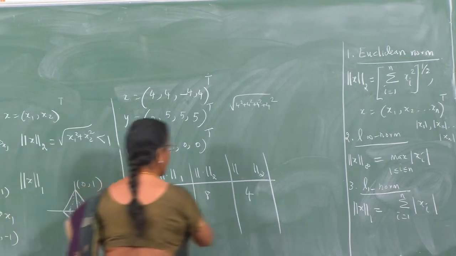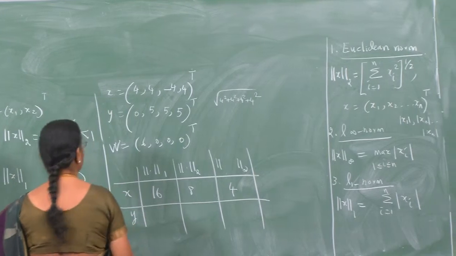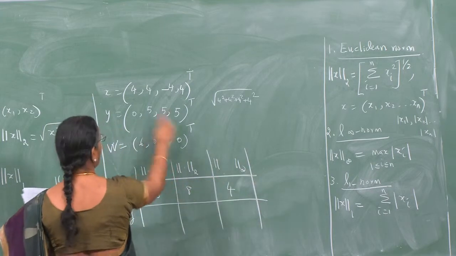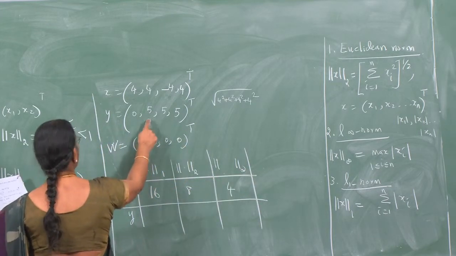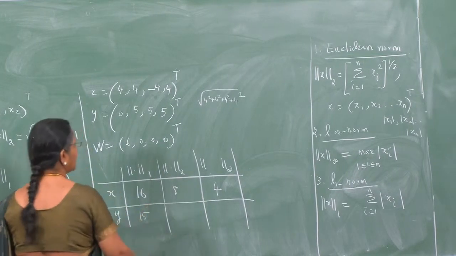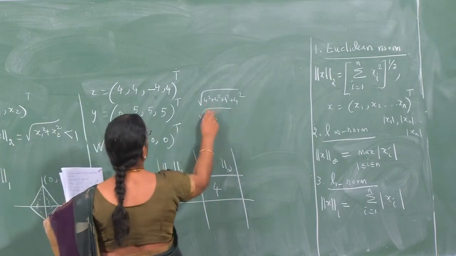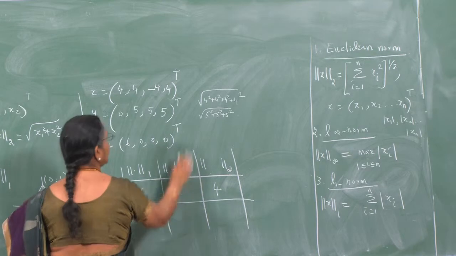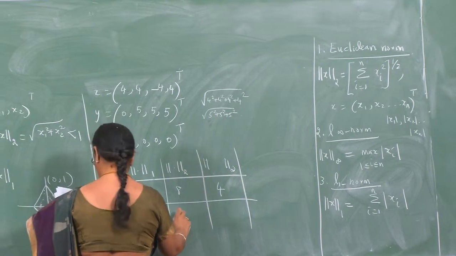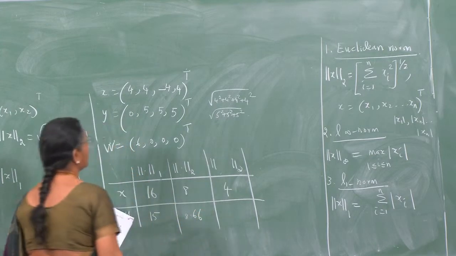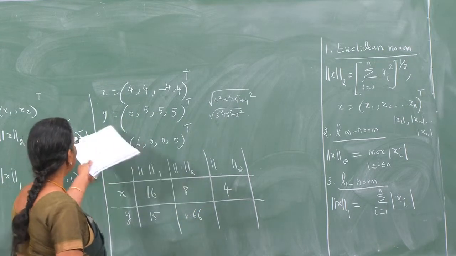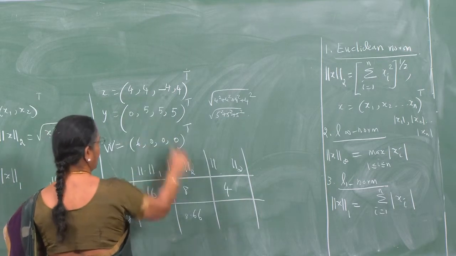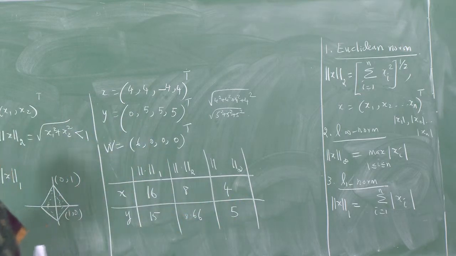So, let us do the same thing with the vector y. The norm 1 is going to be the sum of the absolute values of its components. So, it is going to be 5 plus 5 plus 5, so 15. Norm 2 is root of 5 square plus 5 square plus 5 square. So, root of 75, isn't it, 25 plus 25 plus 25, and that is going to be 8.66. What about norm infinity for y? It is going to be maximum of modulus of 0, mod 5, mod 5, mod 5. So, that is going to be 5.